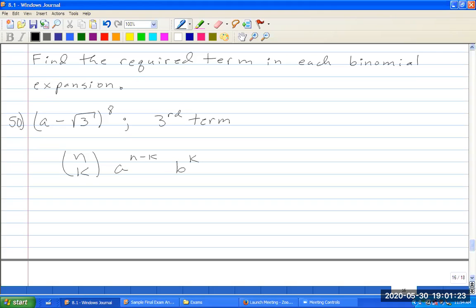This n is our power, 8, so I'm replacing that by 8. The a's and b's are what our a's and b's are. So let's figure out the third term. The third term is going to equal 8C2 times a to the 8 minus 2, which is 6. I just subtract this. And then minus root 3 to the power 2.